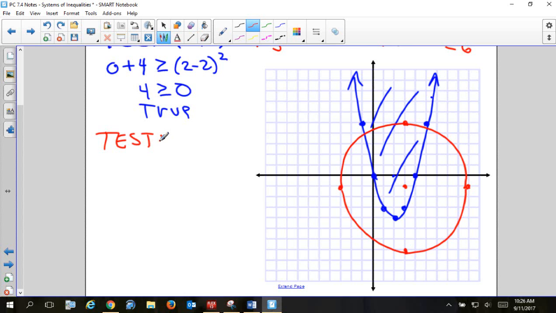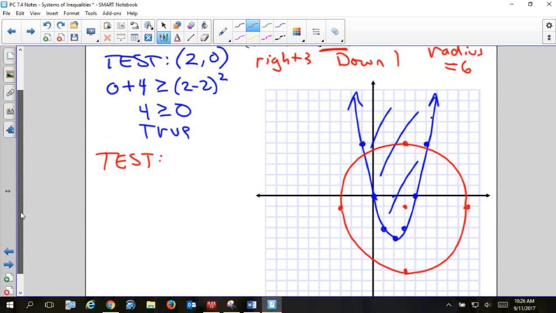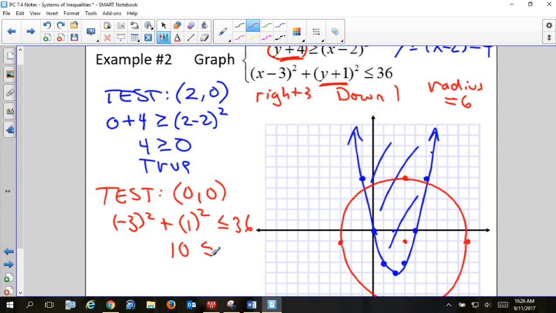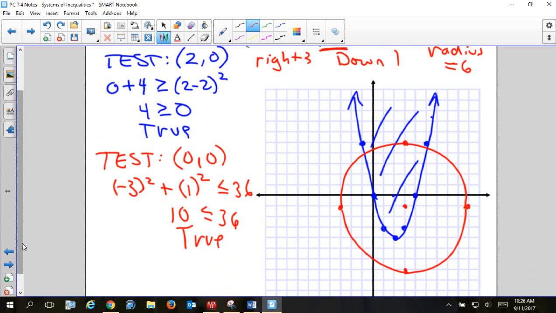We have to test a point. Oh, I'm sorry. It's a solid line because it's greater than or equal to, or less than or equal to. We have to test a point. What point would you suggest we test? 0, 0 is fine. That's usually my plan unless I can't use it. So we'll do 0 minus 3, negative 3 squared plus 1 squared less than or equal to 36. So that gives me 10 less than or equal to 36, which is true. So we shade inside of the circle.